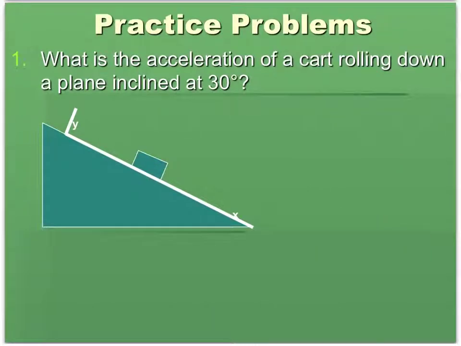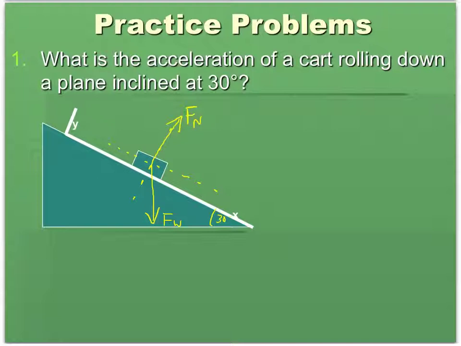Practice problem number 1 asks us to solve for the acceleration of a cart rolling down a plane that is inclined at 30 degrees. So there's our 30-degree angle. And what we can do is extend our coordinate system here to run through our object. So we've got our x and our y. We know that our force of weight is going to act straight down because gravity acts towards the center of Earth. And we know that our normal force is going to act perpendicular to that contact surface.